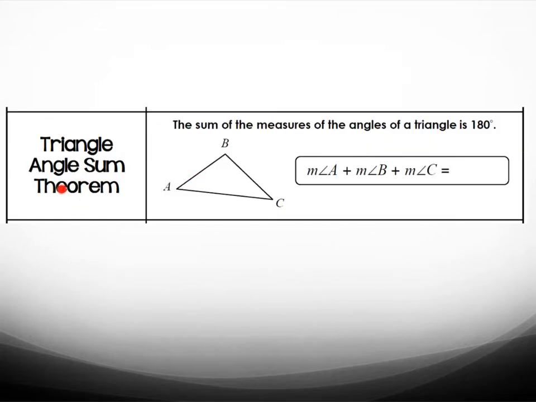So the triangle angle sum theorem. The triangle angle sum theorem states that the sum of the measures of the angles of a triangle is 180 degrees. So which angles are those? Any angles inside of a triangle will all add up to 180 degrees. So here we're going to write in our notes that in this case, angle A, B, and C add up to 180 degrees.